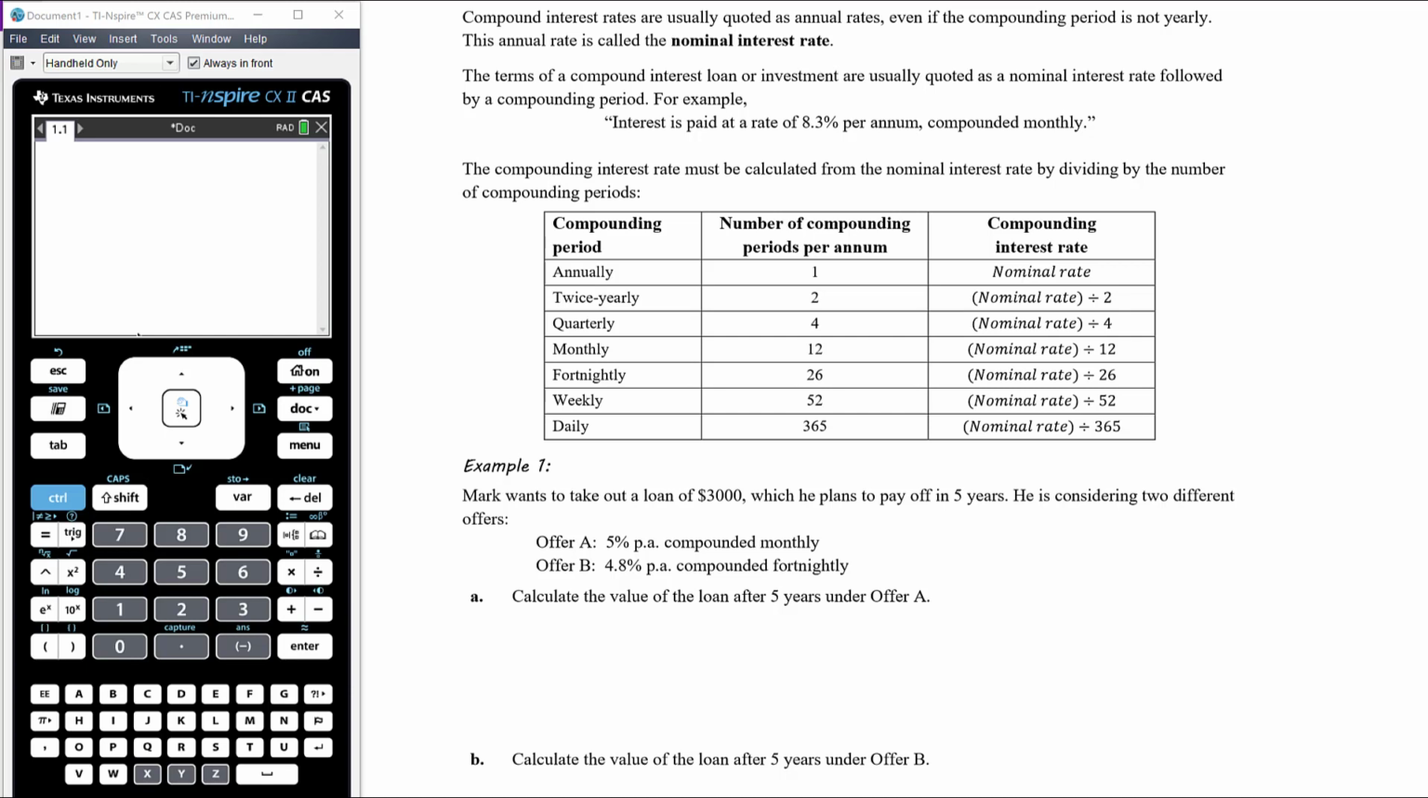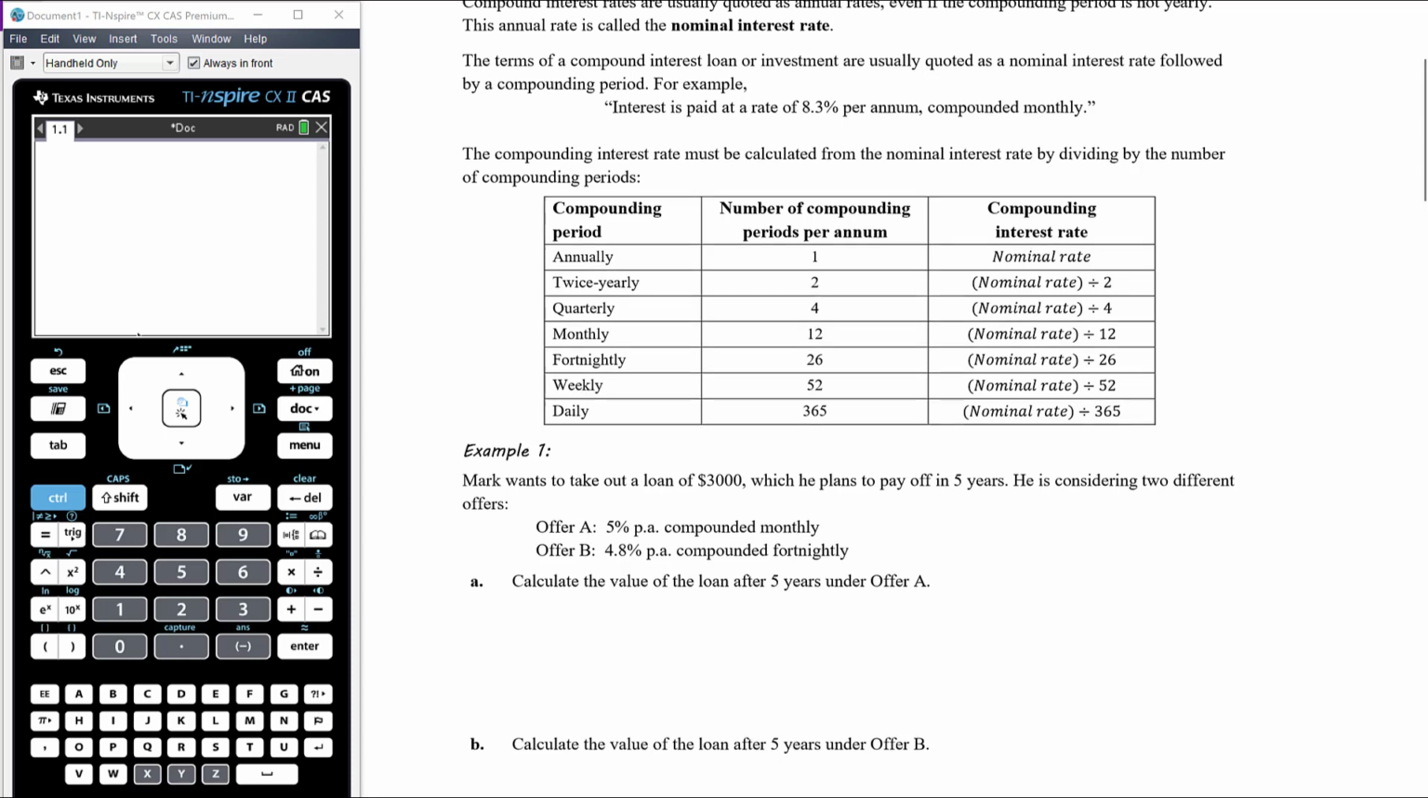Now, fortnightly and weekly, there's not exactly 52 weeks in a year, but for the purposes of calculations in further maths, if you are required to calculate interest compounding weekly or fortnightly, we would assume that a year has 26 fortnights and that it has 52 weeks. And daily, we don't worry about leap years. We assume that the years have 365 days, so we would need to divide our annual interest rate by 365.